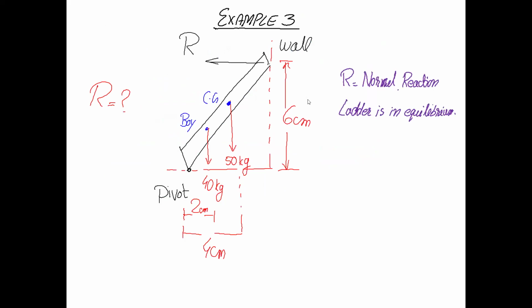Example 3, there is a ladder. We have a normal reaction. The ladder is in equilibrium. So first copy this question.